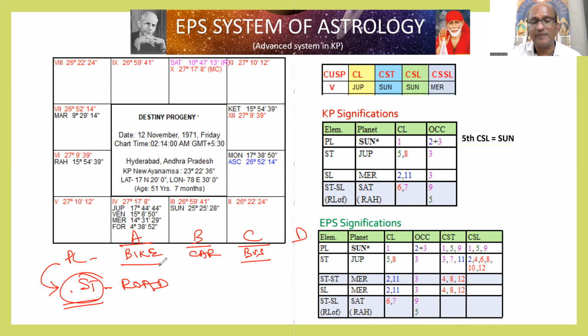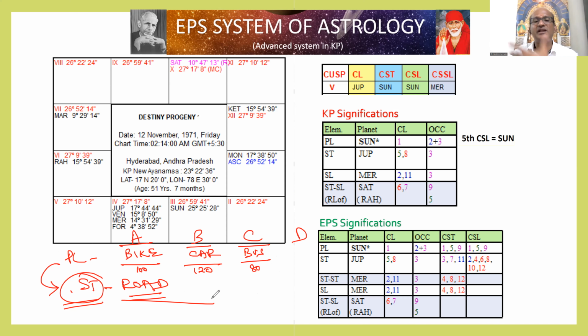The person riding the bike will be traveling on a very good road, at a maximum of maybe 100 kilometers per hour. The car can go beyond that also. And the bus, of course, can be at 80 kilometers per hour. The experience will also vary between bike, car and bus, right? But the road is the same. It means that what the planet has in its hand is going to be experienced through the Star Lord's road signification. We have to study like this only.